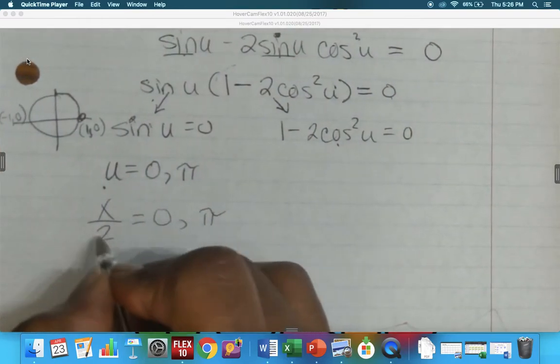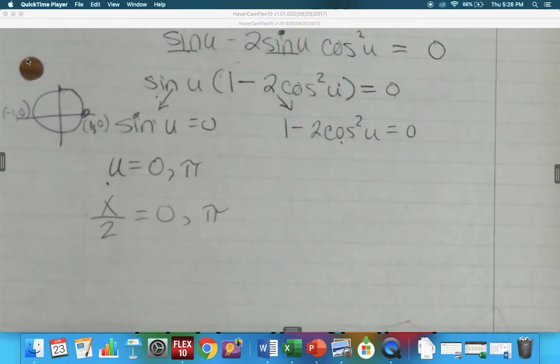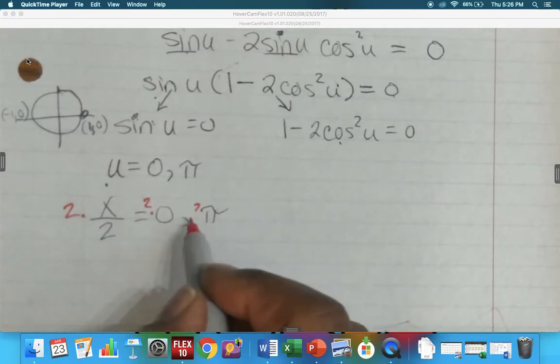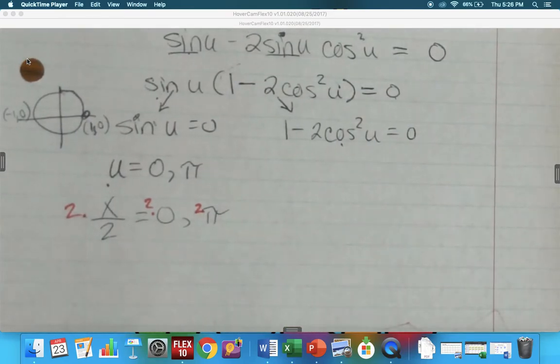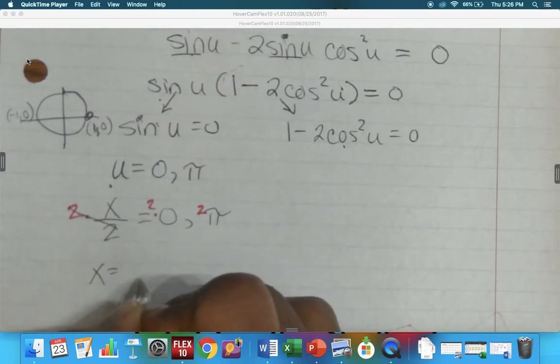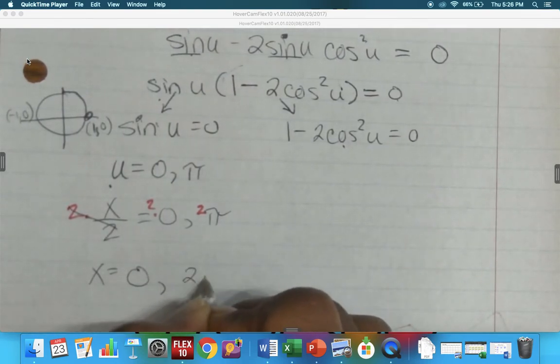And those are two equations we can solve. If we just multiply both sides by 2, we'll get x by itself. Multiply by 2. There are two answers here, so I'm just kind of doing them all at one time. So x is either 0, 2 times 0, which is 0, or 2 pi.